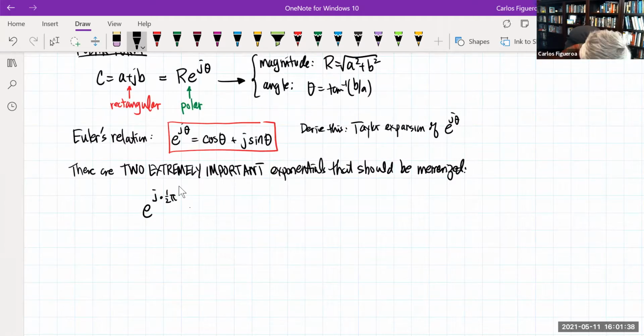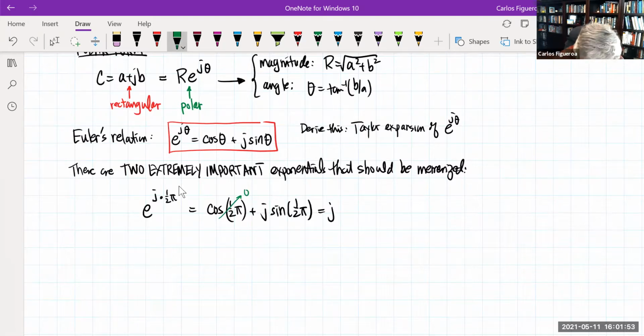So if you plug this in according to Euler's relationship, you get this. And you can see immediately that, of course, the cosine term goes to 0. So I get j, because sine of 90 degrees is 1. So j is the same as e to the j times one half pi. This is a huge one. This guy comes up so often.